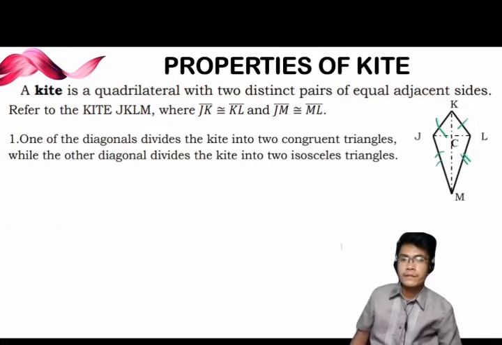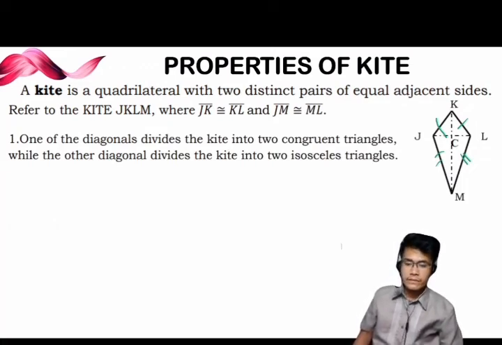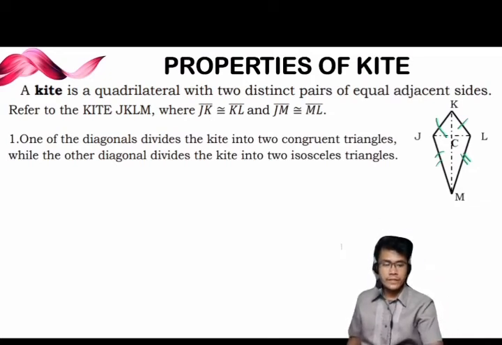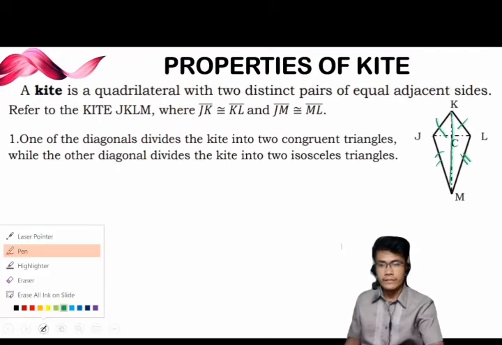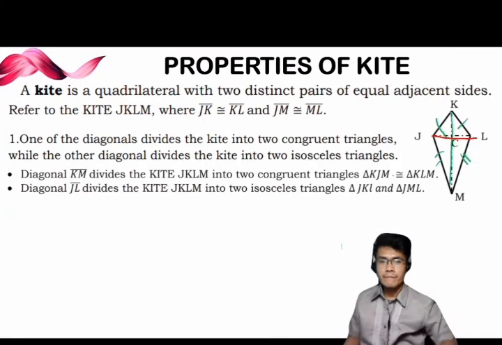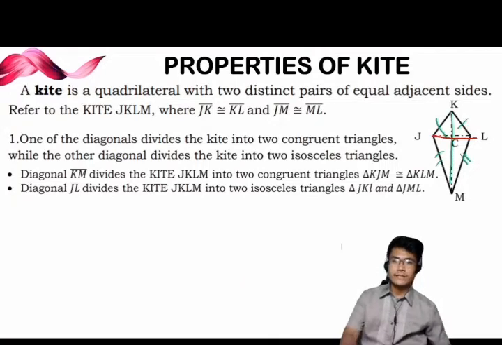Number 1. One of the diagonals divides the kite into two congruent triangles, while the other diagonal divides the kite into two isosceles triangles. Asan yun? Etong vertical diagonal, nakatayong diagonal class, it divides the kite into two congruent triangles. While the other one, this diagonal, the horizontal diagonal, it divides the kite into two isosceles triangles. Alright? Okay.